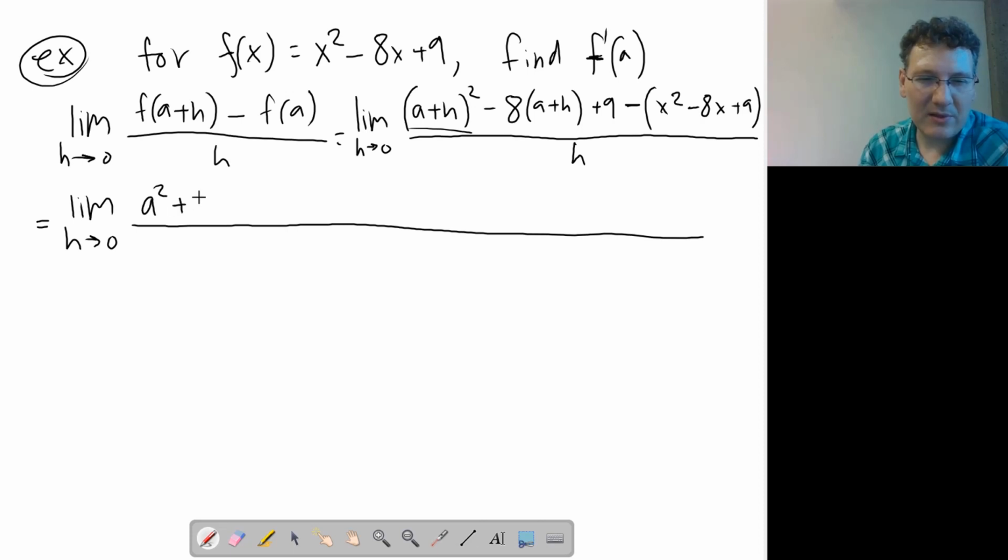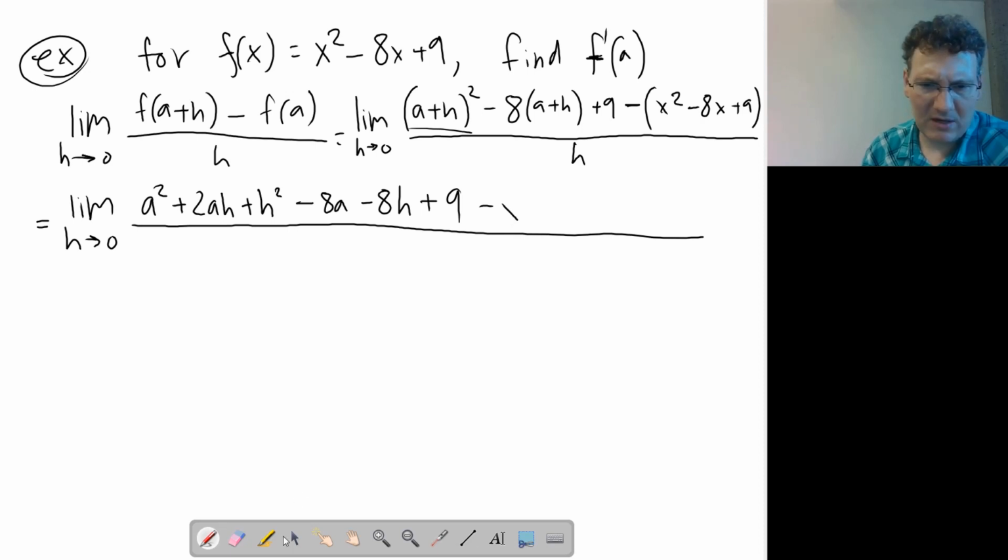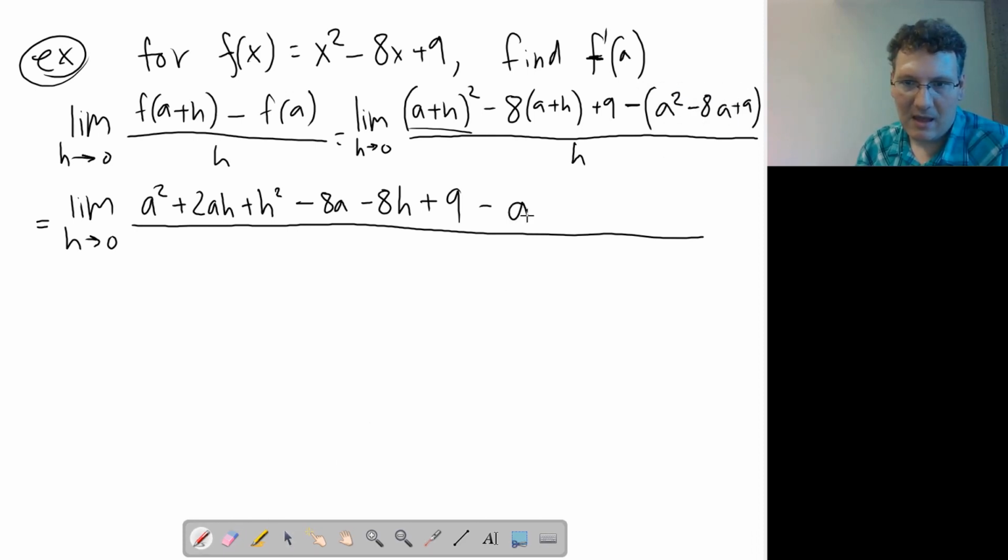It's going to be a squared plus 2ah plus h squared. Now we have the minus a plus h, so that's going to be minus 8a, and we'll have minus 8h, all right? Then we have plus 9, which is just plus 9. Now we're going to distribute this minus to all these terms. Oops, what did I do before? I put x's instead of a's. I should have a's here. A here, a there. So we have minus a squared minus a minus, which is a plus 8a, and then we're going to have minus the 9.